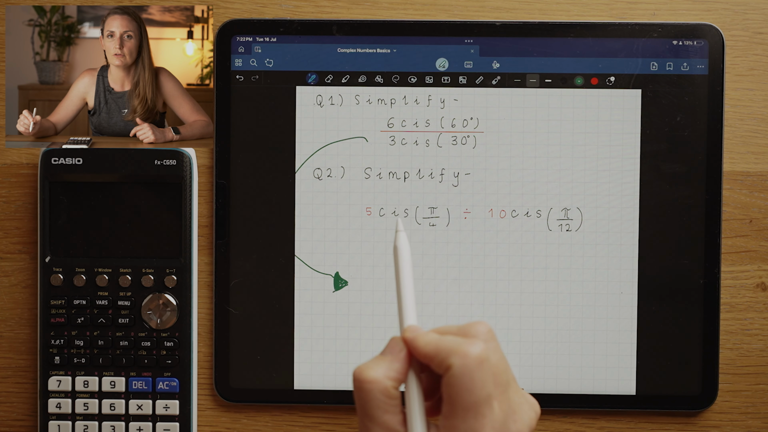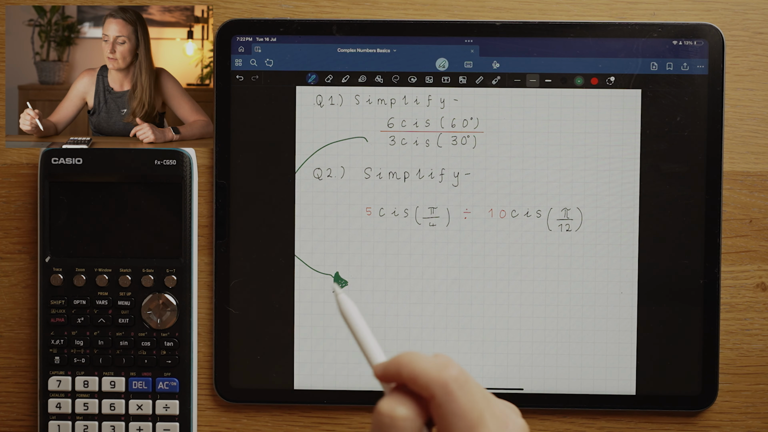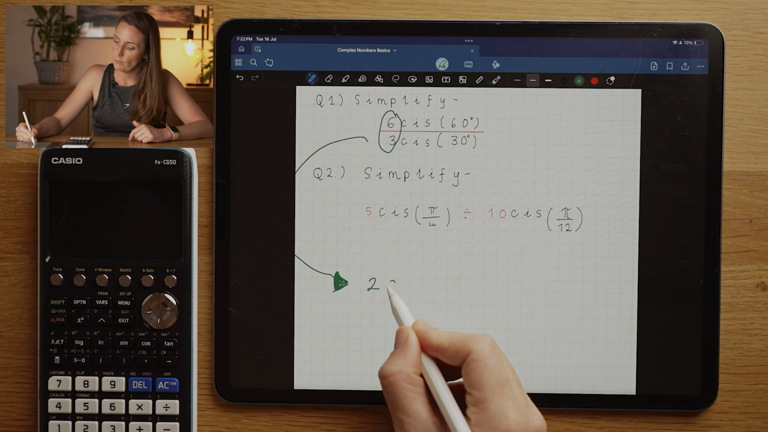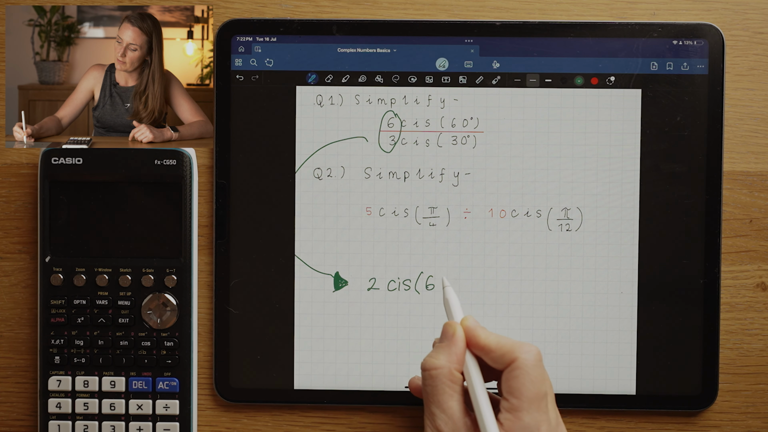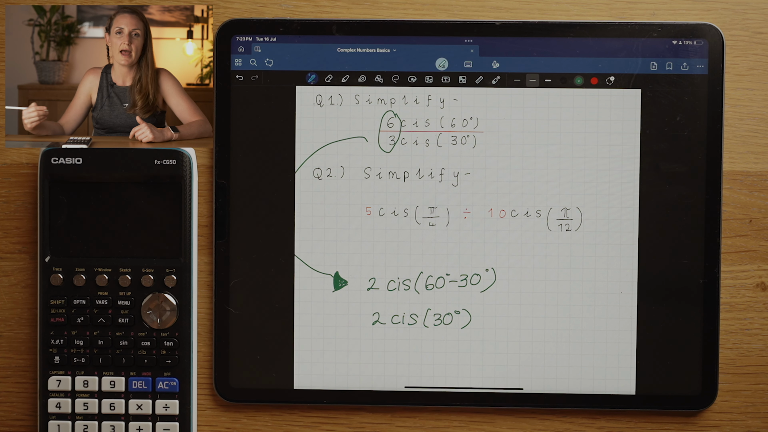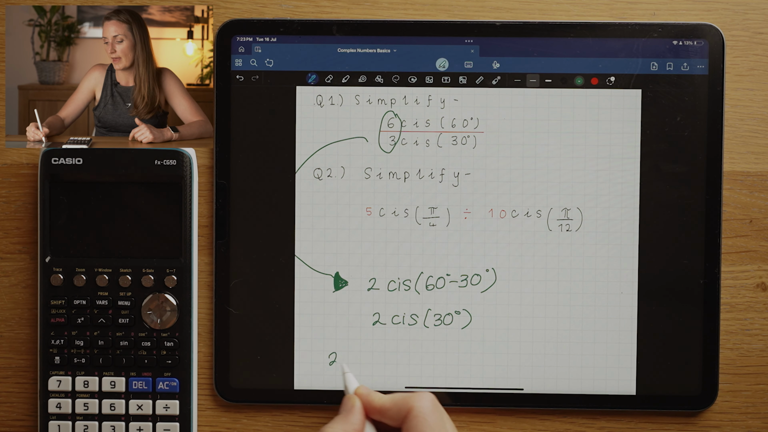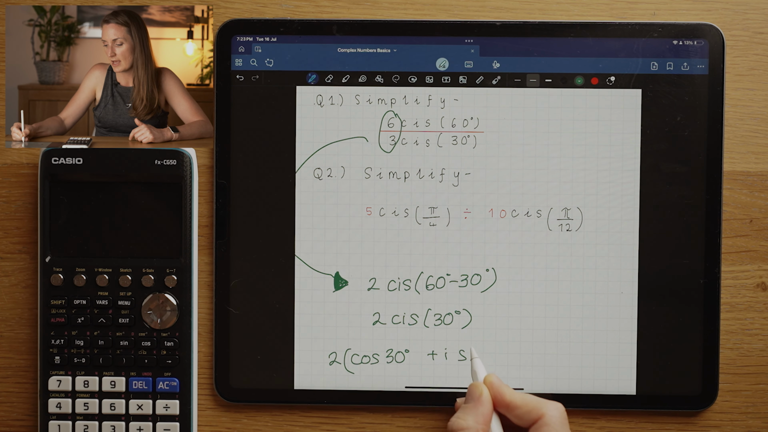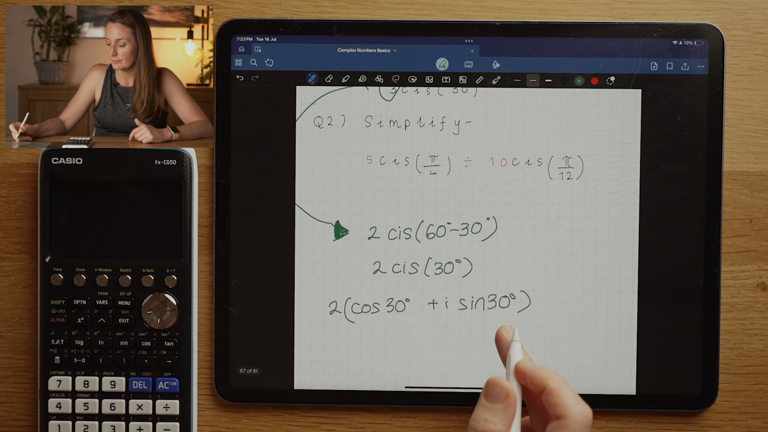In this case, we're going to use the rule that we just proved in the previous video to divide two numbers that are in polar form. The rule said that we should divide the modulus, so 6 divided by 3 is going to be 2, and we should subtract the angle, so that's going to be 60 minus 30 degrees, which is 2 cis 30 degrees. If the question asks you to go back to Cartesian, then you would just do 2 cos 30 add i sin 30.